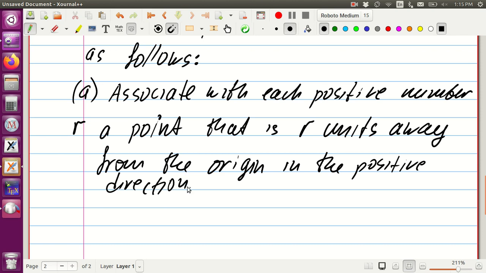In the positive direction. So that's our first part of the rule for the positive direction.